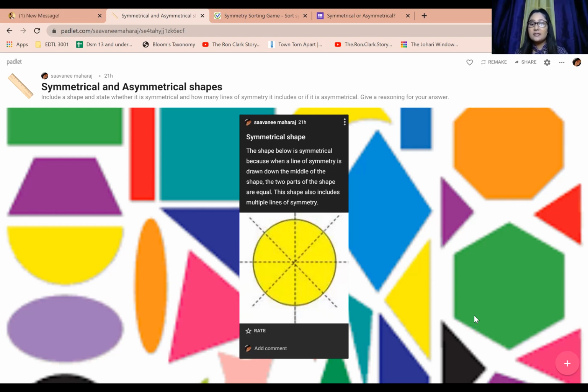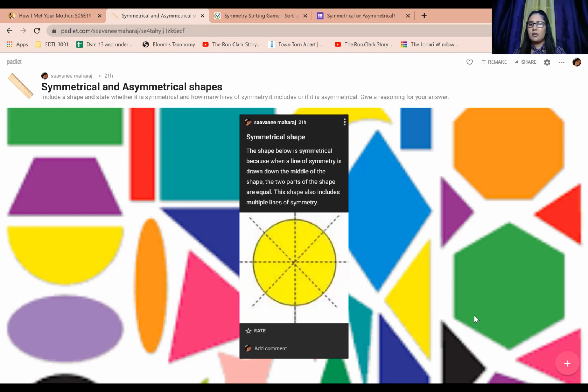I'm already starting to see some people posting. I'm seeing that Jessica posted a square and she says that this is a symmetrical shape, right? Because when the line of symmetry is drawn down the middle, the shape is divided into two equal parts. Both sides of the shape are the same.